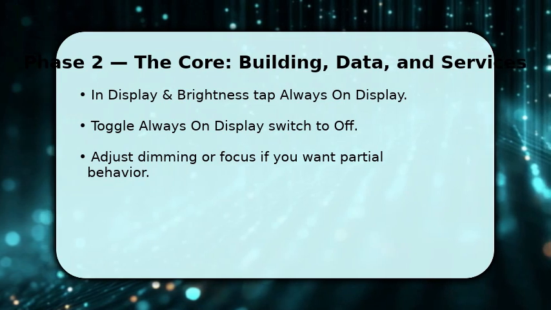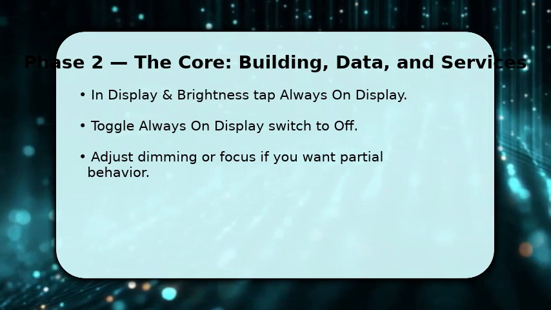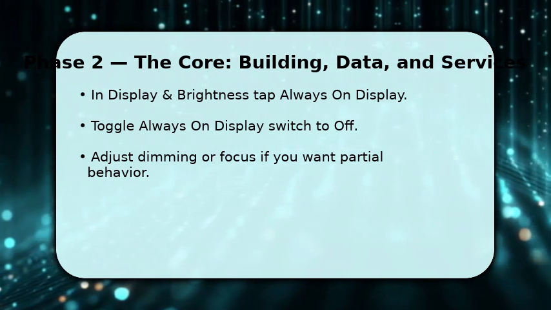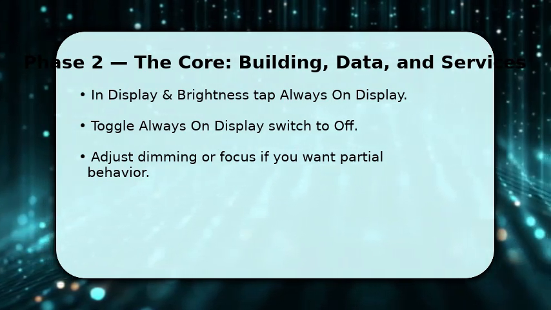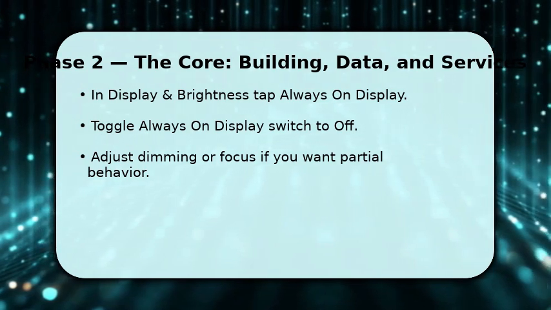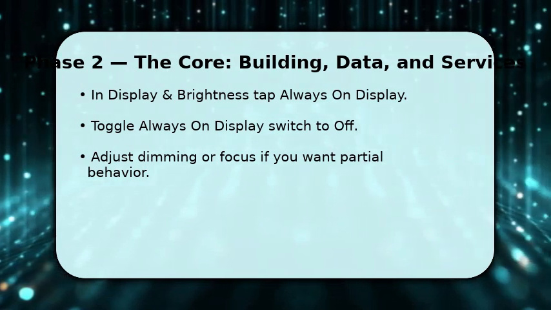If you prefer partial behavior, adjust the dimming slider or enable focus exceptions. Those fine-tune when the screen appears. Make sure to watch for any prompts. Confirm changes if asked. Doing this removes the persistent screen state and saves battery as a result.